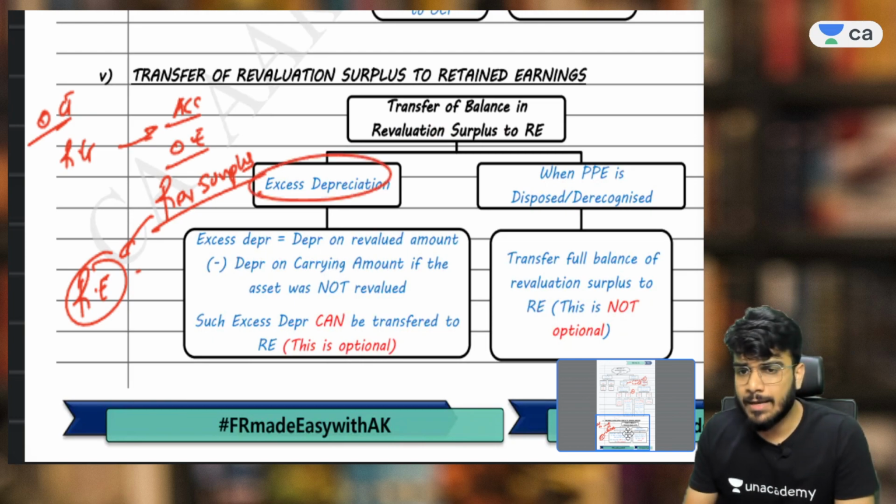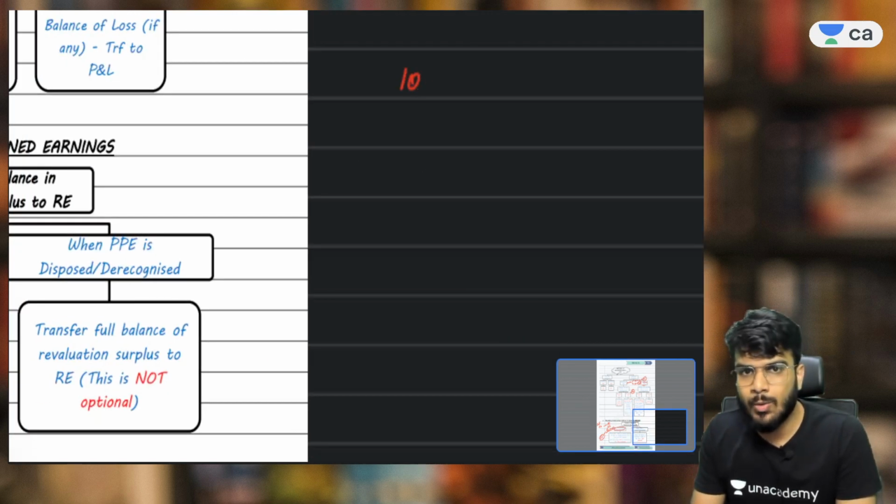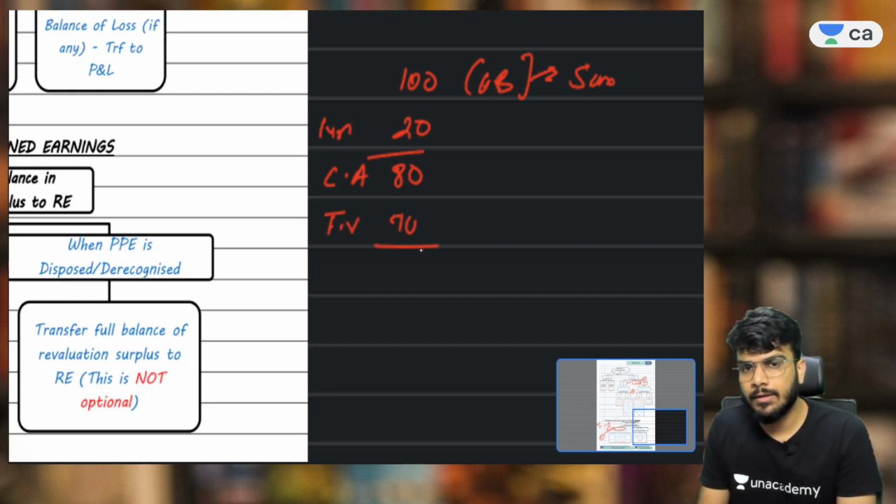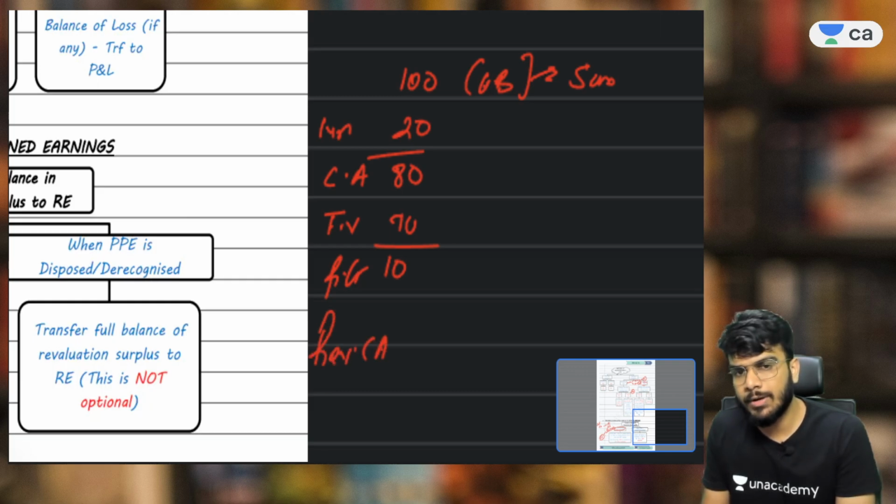So let's say, for example, you revalue an asset. Let's say you had an asset of gross block 100, life was 5 years. So you depreciated it for 1 year. So 1 year depreciation will be 20. So carrying amount is 80. Let's say fair value is now 90. So what is your revaluation gain? It will be 10. What will be your revised carrying amount? It will be 90, sir.